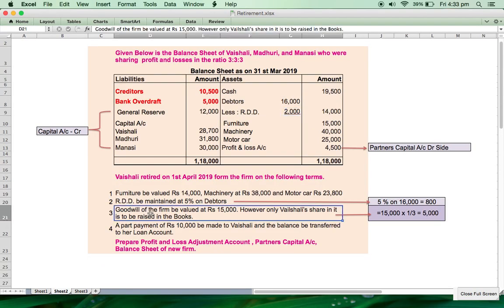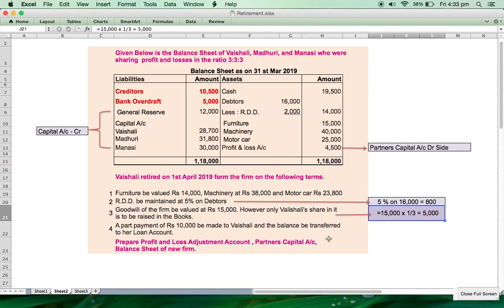Next adjustment, goodwill of the firm should be valued at 15,000 rupees. However, only Vaishali's share in it should be raised in the books. Vaishali's share is 1/3, so her share in goodwill will be 15,000 into 1/3, that is rupees 5,000.